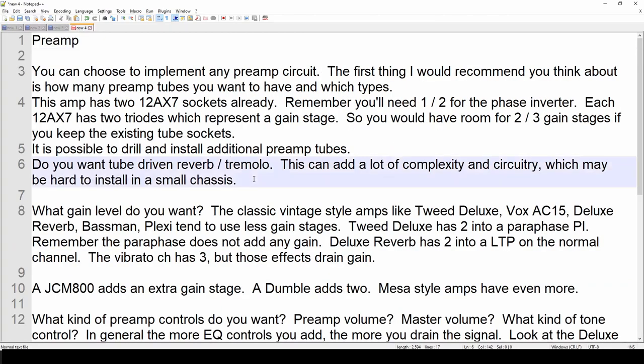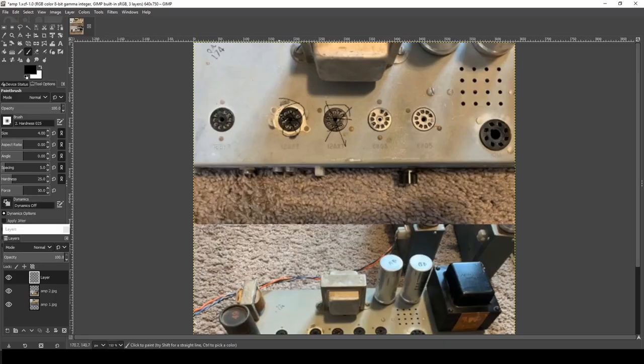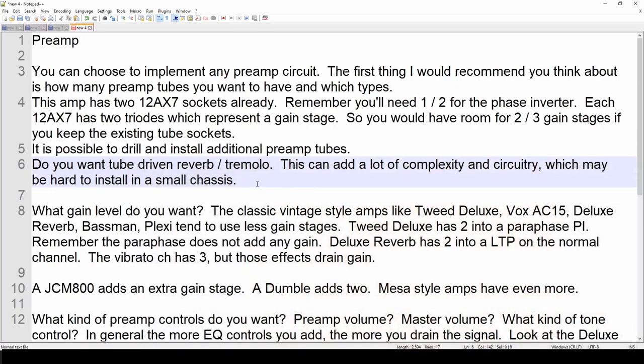So then we've talked, you need to pick your phase inverter, you need to pick your negative feedback. Now we need to talk about preamp. The truth with this project is you can choose to implement any type of preamp circuit that you want, given that you have the tube sockets. Now we've got two 12AX7s. Again, at least the whole or the half of one is going to be used for your phase inverter. So you've got at least one. Now we could drill and add an additional one, or maybe just reuse this one. You certainly can do that, and I have done that a lot. So I wouldn't necessarily limit myself to that if you don't want to, because you can drill.